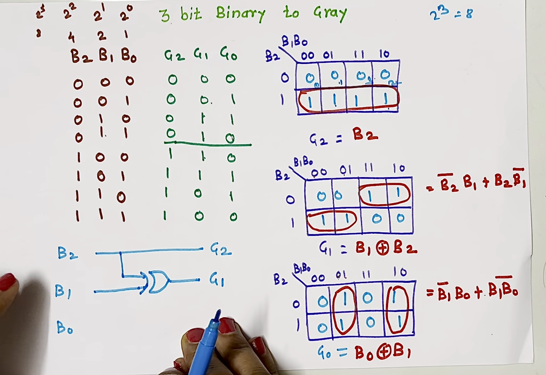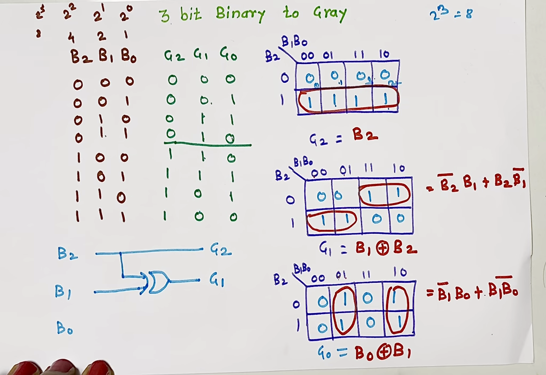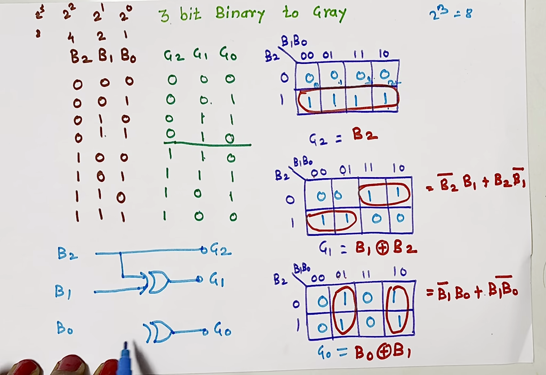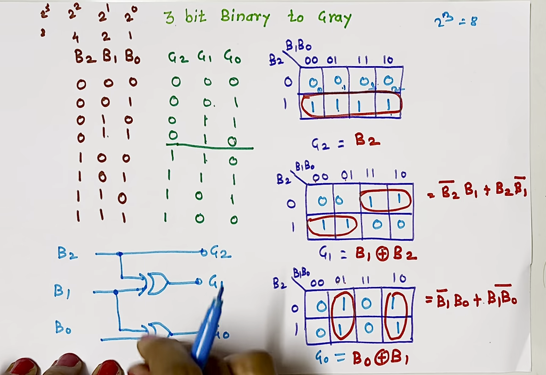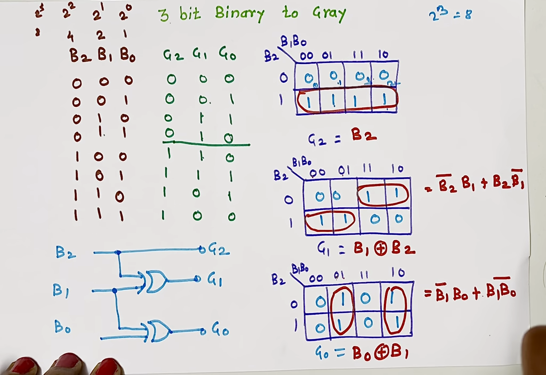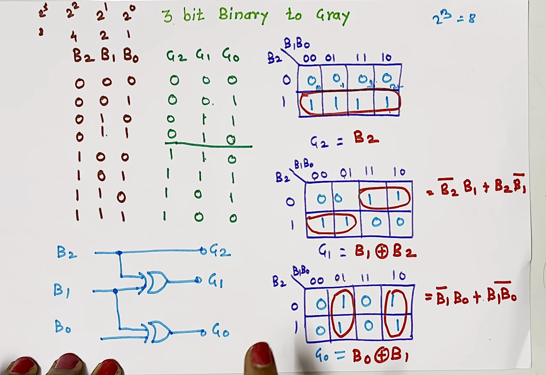What about G0? G0 is B0 XOR B1. So again I'll have to take one XOR gate. The output of that XOR gate is G0 and the inputs are B0 and another input is B1. This dot indicates connection. So this is my binary to gray code converter using gates. In part 2, we will see how to implement a binary to gray code converter using a decoder. Now first, let's complete gray to binary using gates.